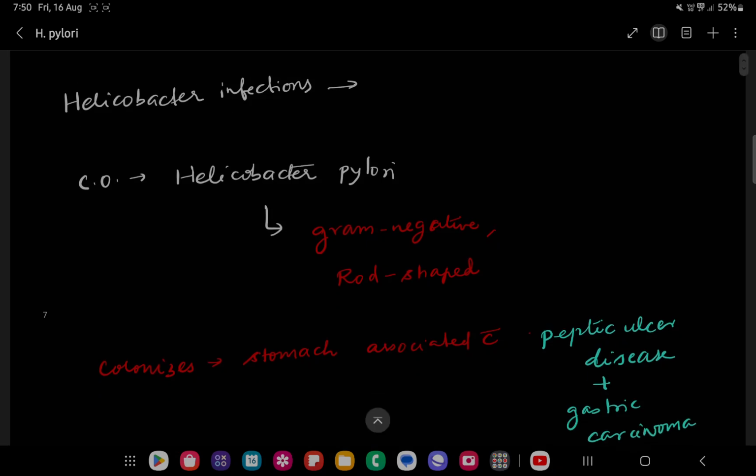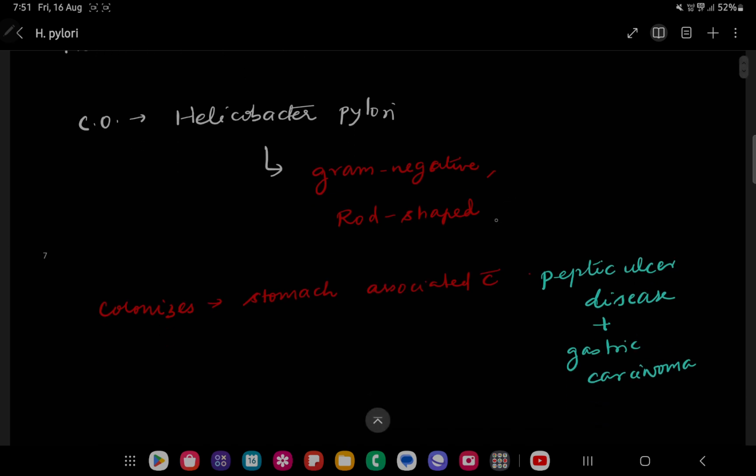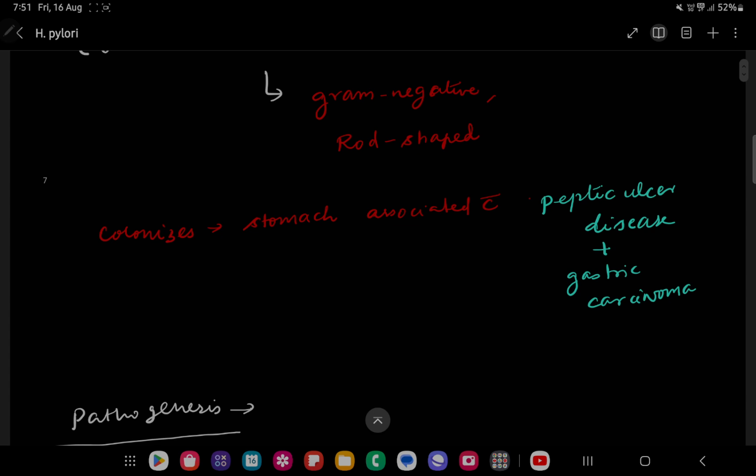So here, the Helicobacter infections. First, CO means causative organism, which is Helicobacter pylori. The Helicobacter pylori, if you see, is a gram negative, rod shaped bacterium, right? Now, what happens here? The Helicobacter pylori colonizes the stomach, and this is often associated with peptic ulcer disease and gastric carcinoma.